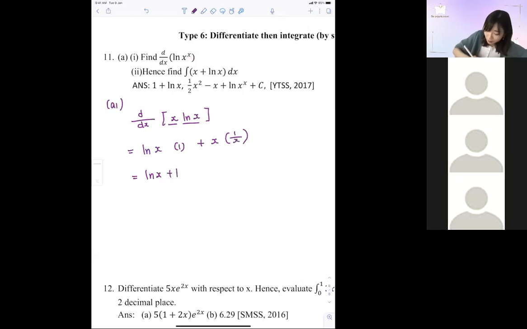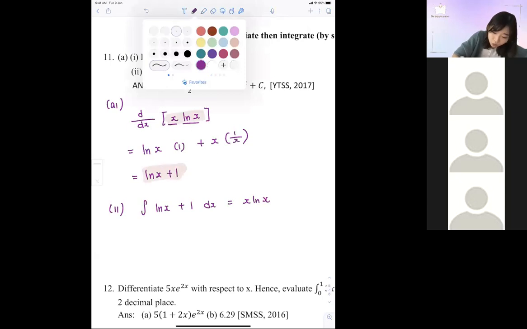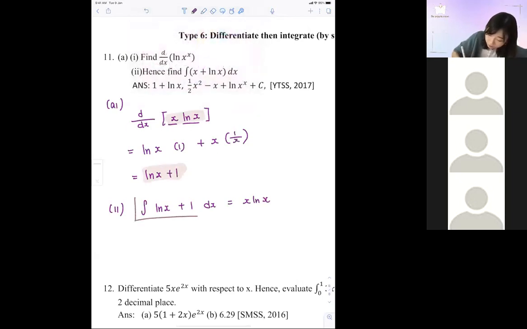Okay. The next part, they ask you to integrate. So before you integrate, you must write your clue down first. Always write your clue down. You integrate this, give you this. Okay, so integrate ln X plus 1 gives you X ln X. Okay, this is your clue. If you're scared that you missed out your clue, you can draw a box.